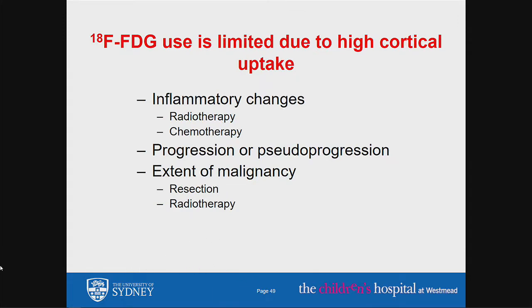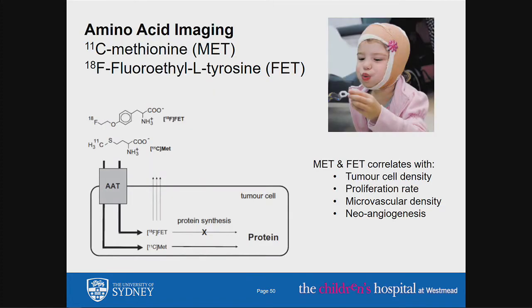We all know FDG uptake in the brain, particularly to evaluate for residual tumour, is limited because of the high cortical uptake. This is where amino acid imaging comes in. The most clinically useful amino acid agent in children would be the fluorinated fluoroethyltyrosine.